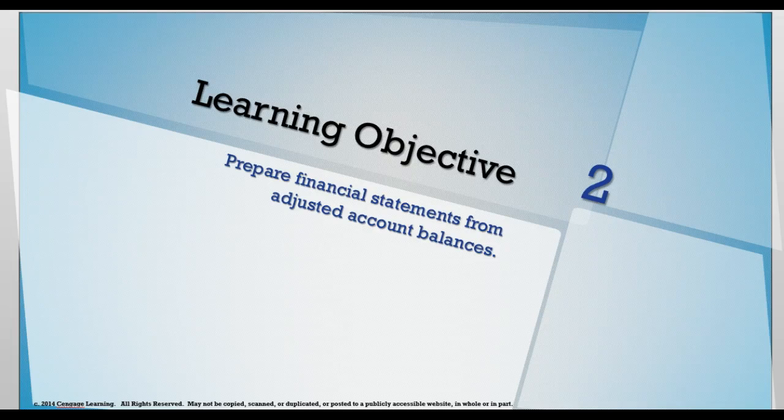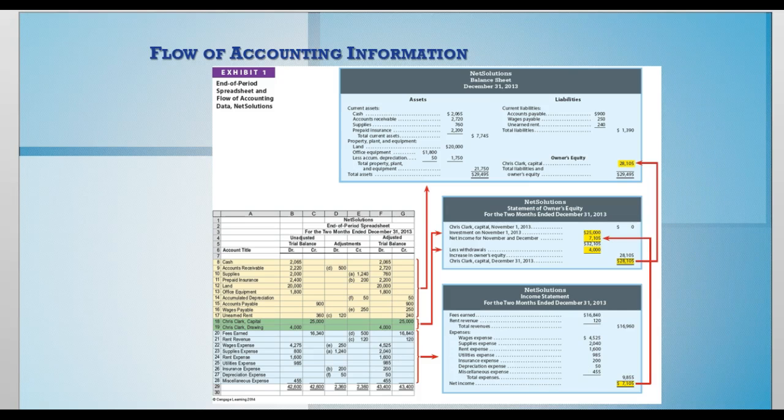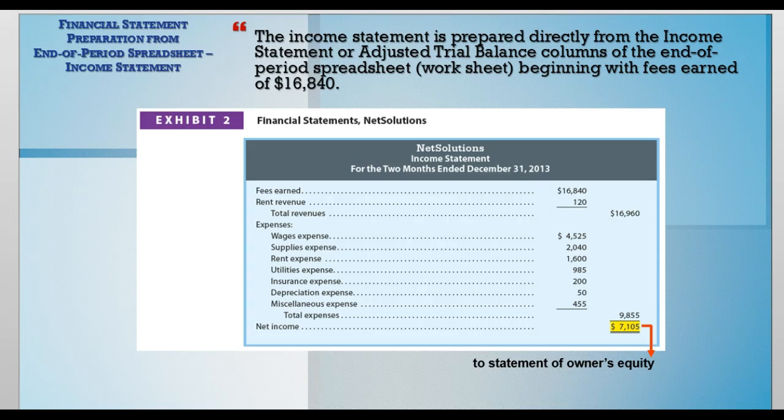Now we are going to look at how to pull off those financial statements from the adjusted trial balance. This is the flow. Remember the flow. Now we're going to look at how to pull each of these off. So let's go to the income statement first.